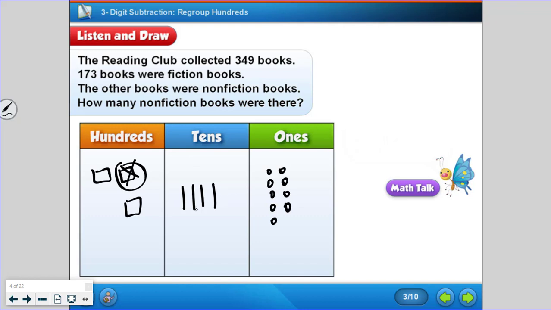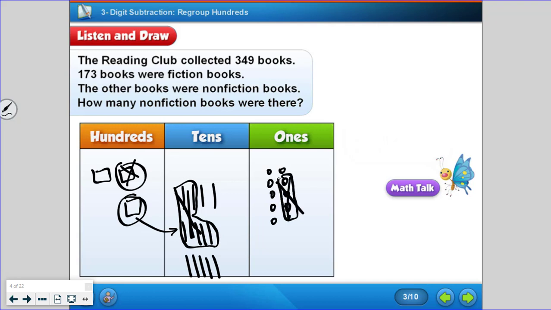And then 73. I can't take away 70. So I'm going to have to regroup one of these hundreds. So I'm going to circle this 100 and draw an arrow so I can get 10 tens from it. So 1, 2, 3, 4, 5, 6, 7, 8, 9, 10. So now I can take away 70. So I'm going to take away those 5 and then 2 tens. Okay, and then I have to take away 3 ones. So I'm going to grab these 3 right here on the end, and we take those away.